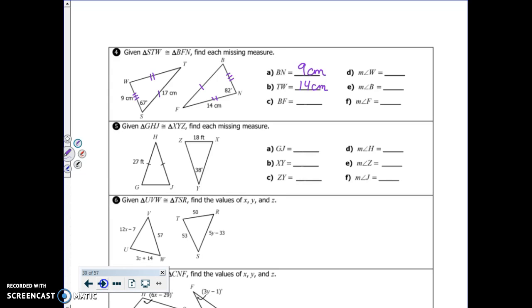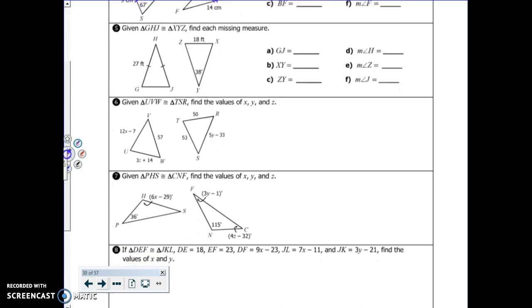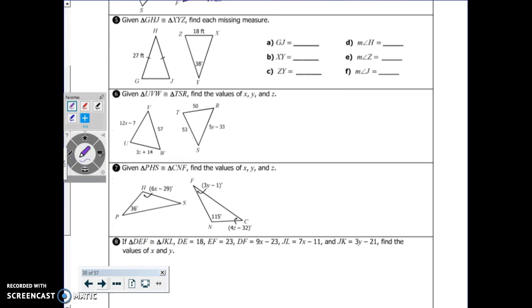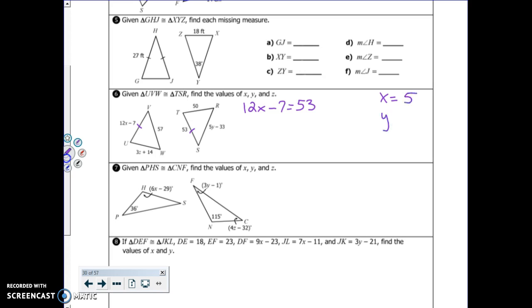And then I'm going to jump down to number 6, get you started on that one. Again, you have some congruency statements, so you can put in some tick marks if you want. UV is going to be the same as TS, and so on. And so I have an equation I can write, 12x minus 7, set that equal to 53, and then solve for x. So x is 5, and then you should tell me what all your other ones are.